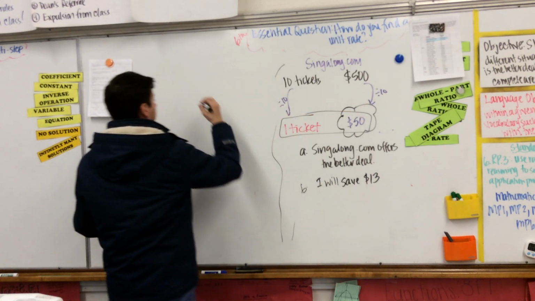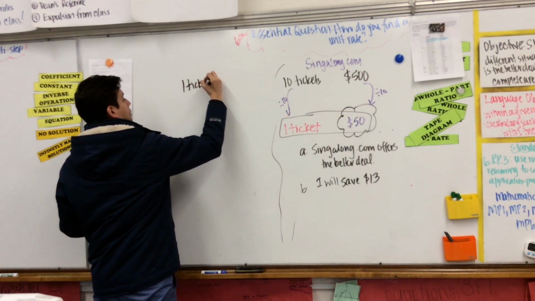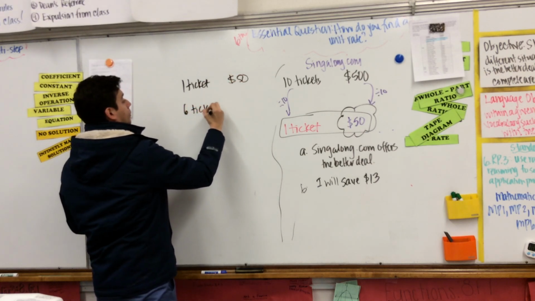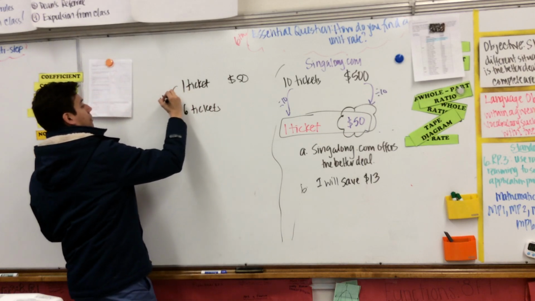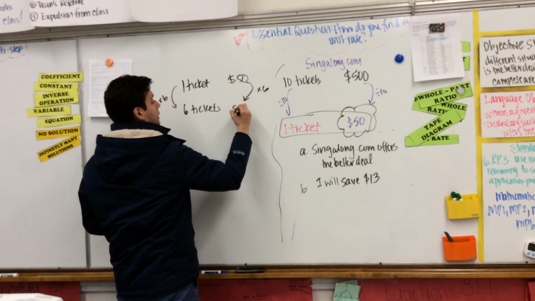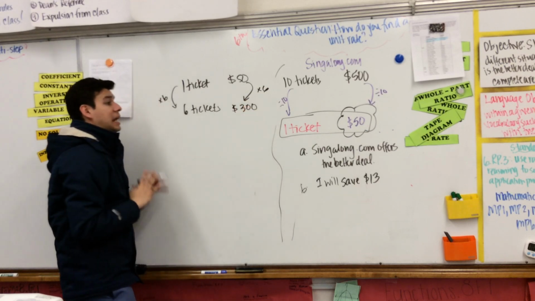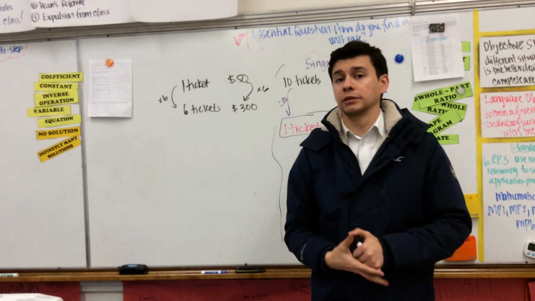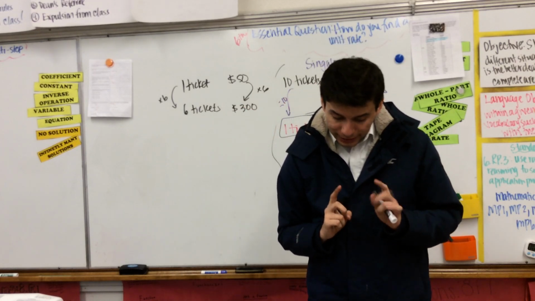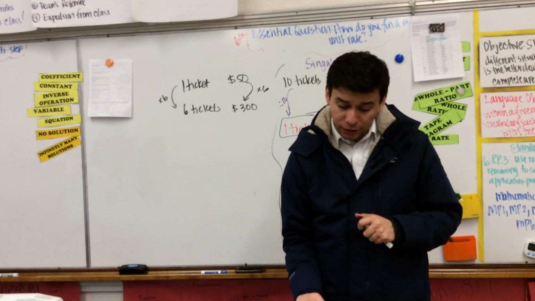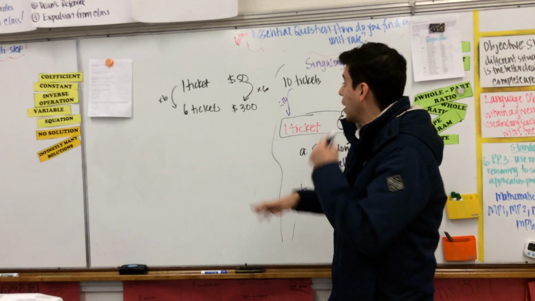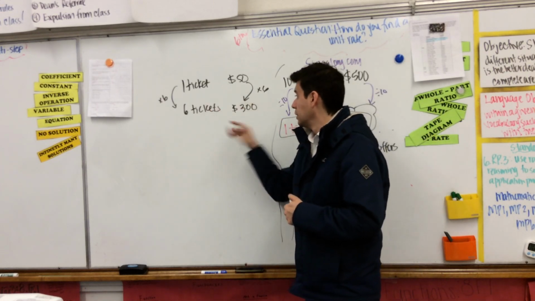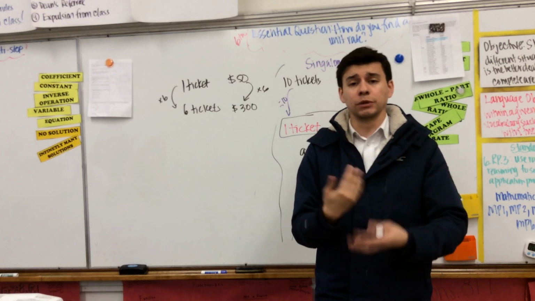So if one ticket costs me $50 and I want 6 tickets, so from here to here, I multiply by 6. So I also multiply by 6. So if I buy 6 tickets from this company, I will get charged $300. And then the question says, and I pay with $400, how much change will I receive? My tickets cost $300, and I pay with $400. How much money will I get back?